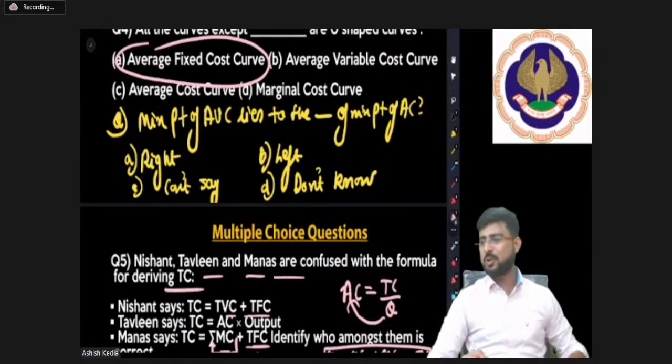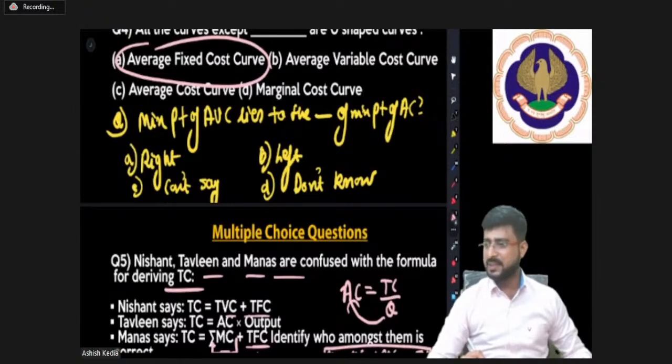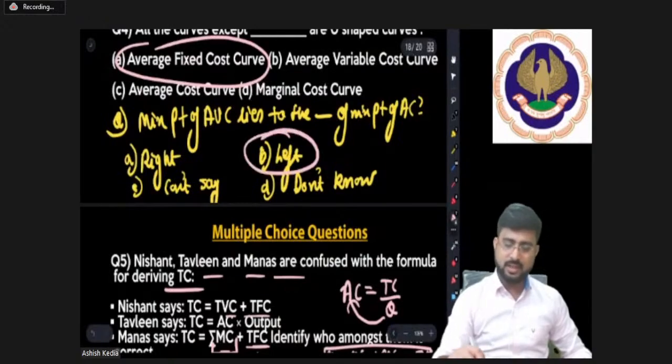Manash, wrong my dear friend. Yes, Vishnu, Ritika correct, great. Rahul correct, Shruti correct. Now people are answering correct. It's the left, it's the left.